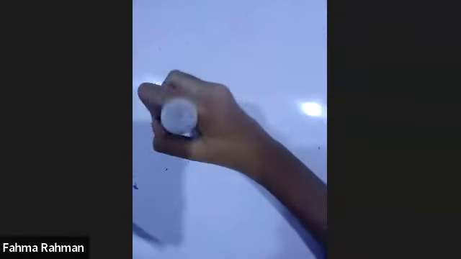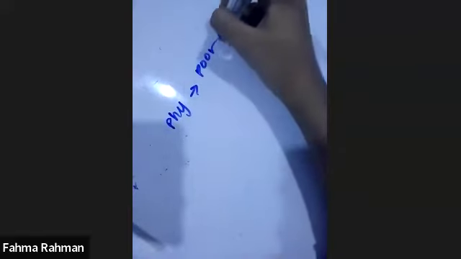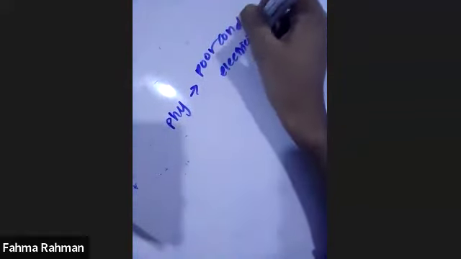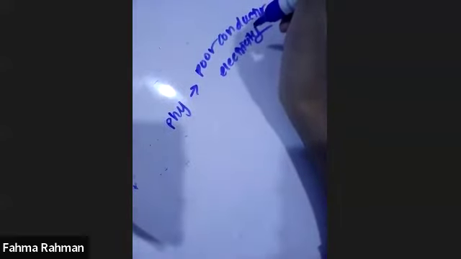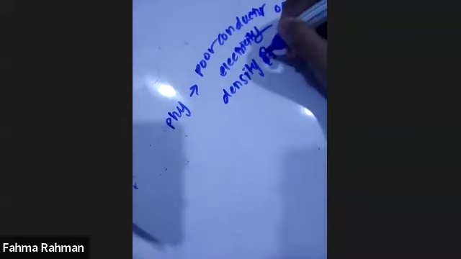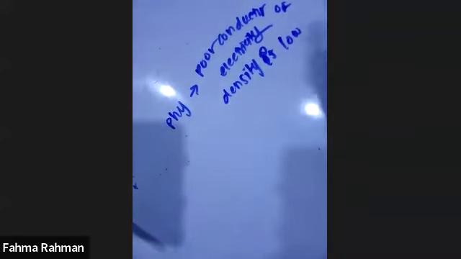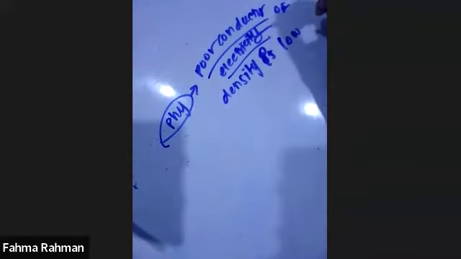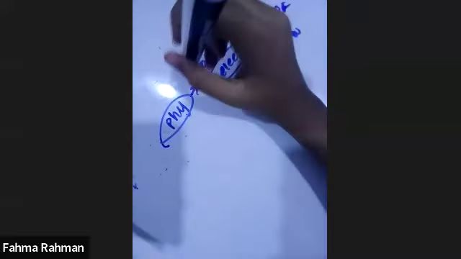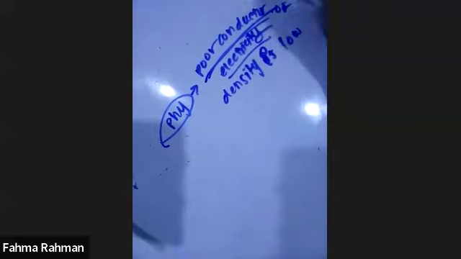The physical properties of carbon: it is a poor conductor of electricity, and its density is very low. Carbon occurs in abundance. There are two types of carbon, the crystalline form and the amorphous form. Density is relatively low, and graphite is a good conductor. Normally carbon is a poor conductor, but only graphite is a good conductor of electricity.